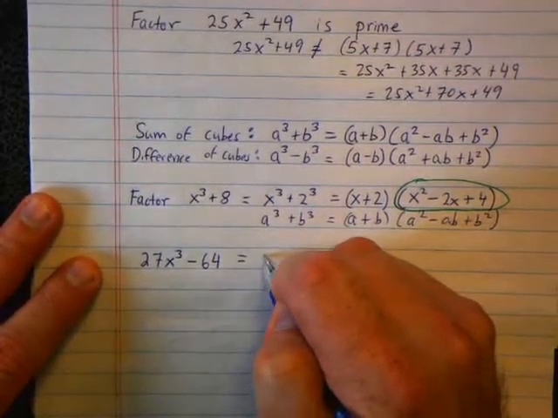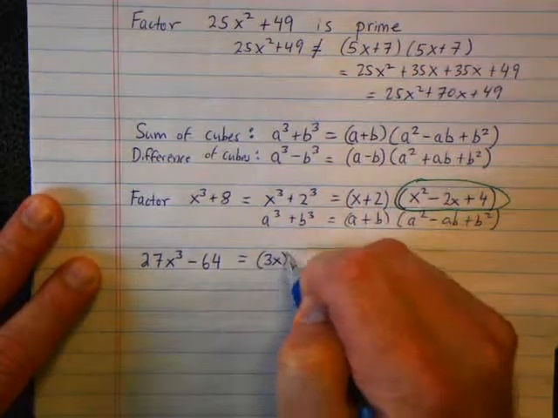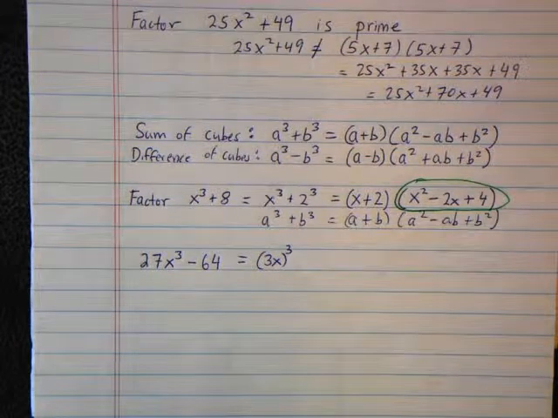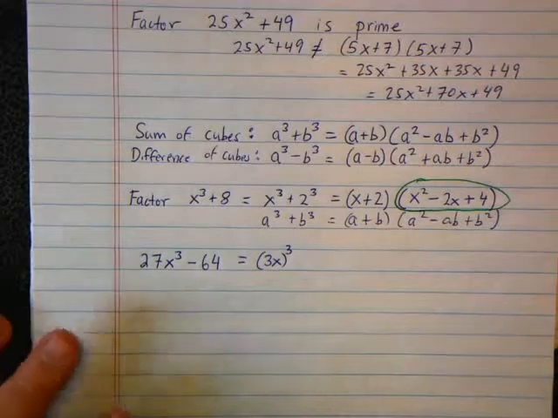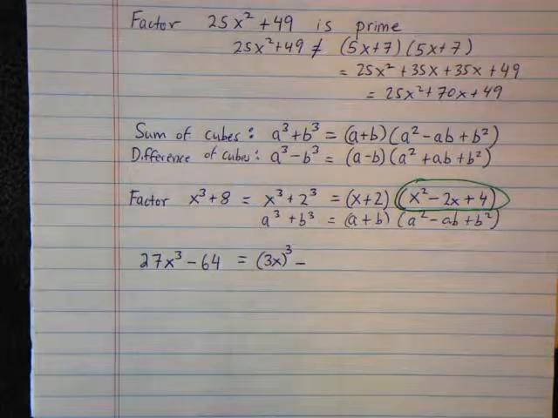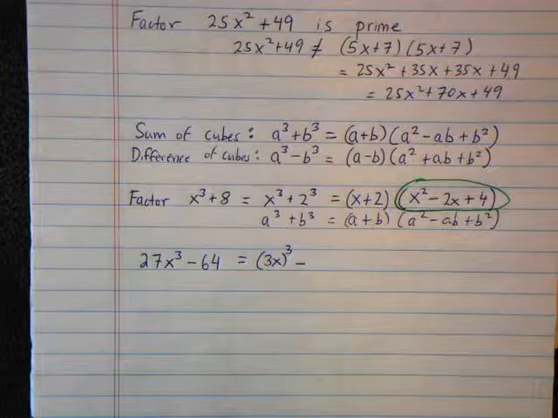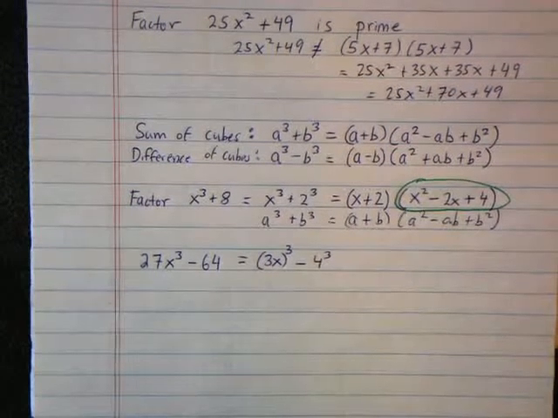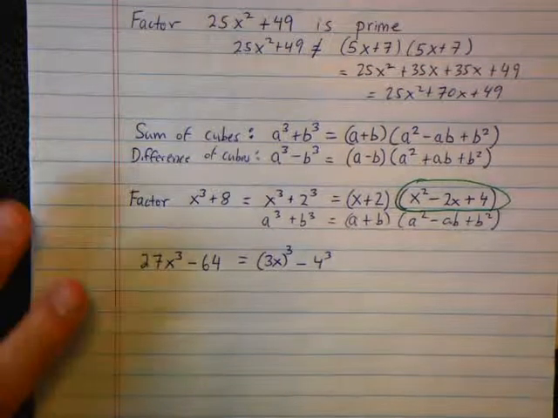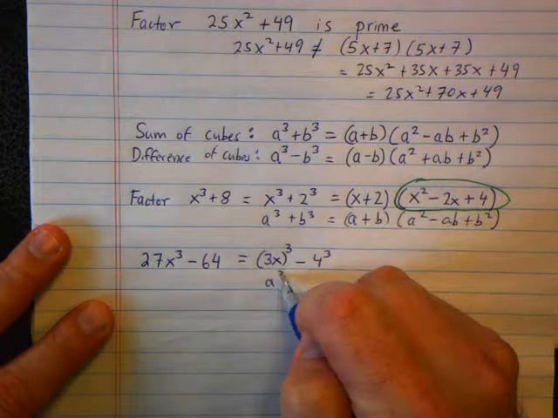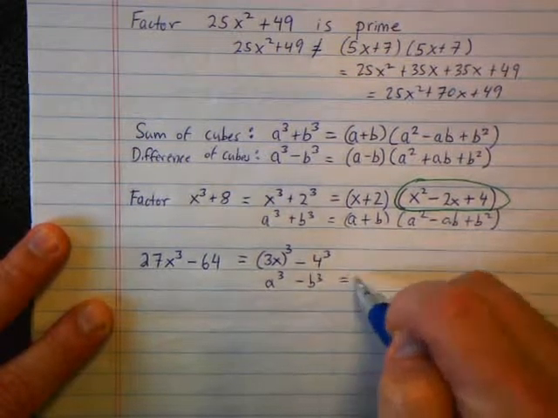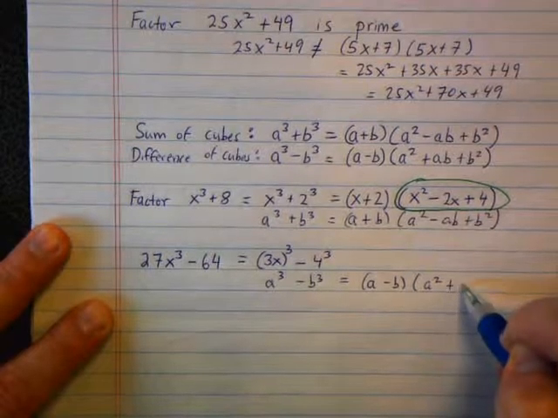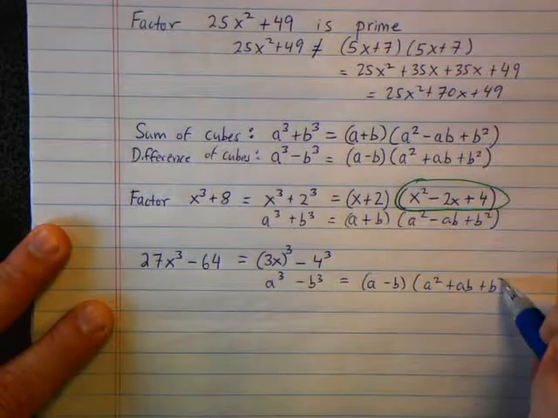So this is, I'm going to write it this way, this is 3x cubed, because 3 cubed would give me the 27, and x cubed gives me the x cubed, minus, is 64 a perfect cube? Yep, happens to be 4 cubed. So that does fit into the cube minus cube pattern. So once again, I like to write it right underneath. A cubed minus b cubed is a minus b times a squared plus ab plus b squared.